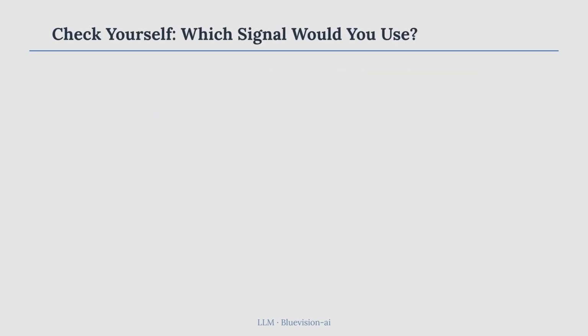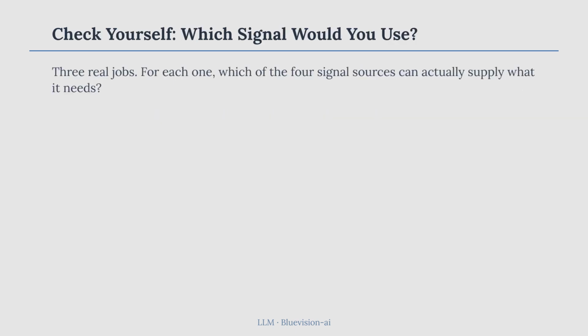Last one, and this is the one you'd actually face at work. 3 real jobs. For each one, which of those 4 sources can actually supply what it needs?